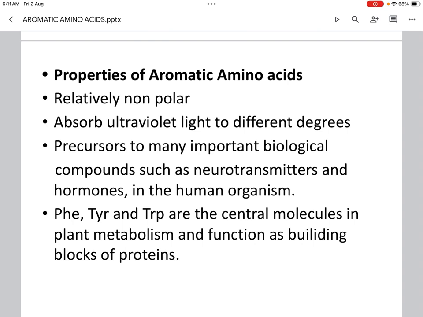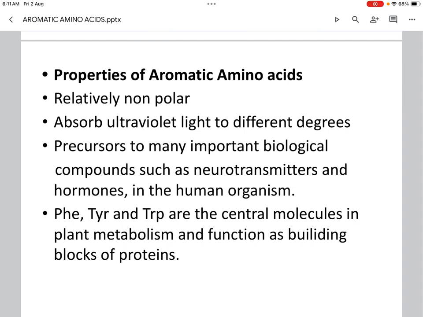These are relatively non-polar. Non-polar means what? Non-polar amino acids are a type of amino acids that do not contain polar functional groups in their side chains. These amino acids do not have a charge and are hydrophobic in nature. The non-polarity arises due to the presence of non-polar side chains or R groups such as methyl or ethyl groups.